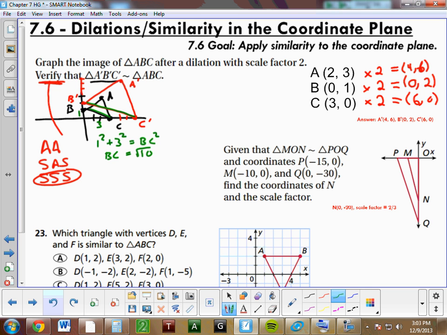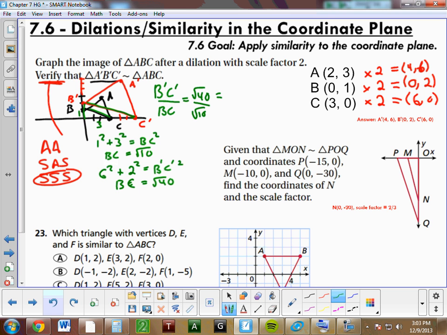So if I do that, I've got my length on the bottom here looks to be 6. So I've got 6 squared plus then my length on the y-axis, which would be 2. So 2 squared equals B prime C prime squared. That's 36 and 4, which is 40. So B prime C prime is equal to the square root of 40. So I would be able to say that B prime C prime over BC is equal to the square root of 40 over the square root of 10.